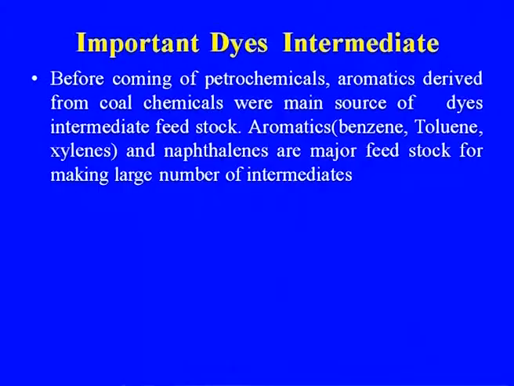So, important dye intermediates. One of the processes is that first you make the intermediates and then the final dyes are made. Before the coming of petrochemicals, aromatics derived from coal chemicals were the main source of dye intermediate feedstock. That is, the aromatics benzene, toluene, xylene and naphthalenes are the major feedstock for making a large number of intermediates.